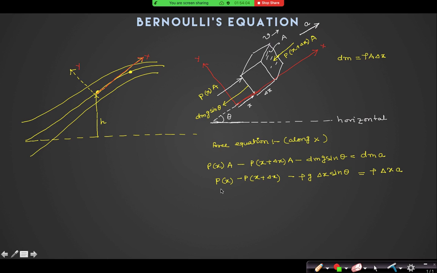Now I can do one thing. Can I divide it by delta x and take limits? Limit delta x tends to 0. What is this one? Minus dp by dx, minus rho g sin theta, minus rho a, where a is v dv by dx.